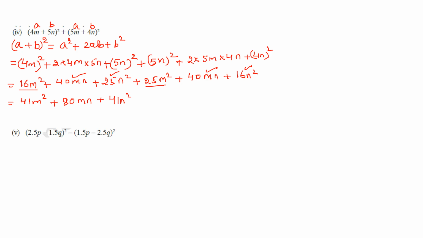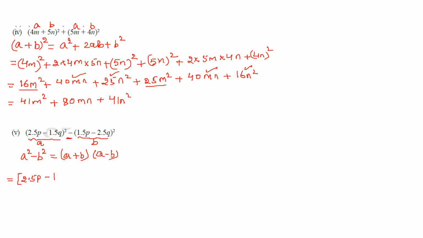Now next question, (2.5p minus 1.5q) whole square minus (1.5p minus 2.5q) whole square. Now here you can see in between these two expressions there is a minus sign. So what I will do, I will assume this as my a and this as my b. Then I can use my identity a square minus b square, which will give me (a plus b) into (a minus b).